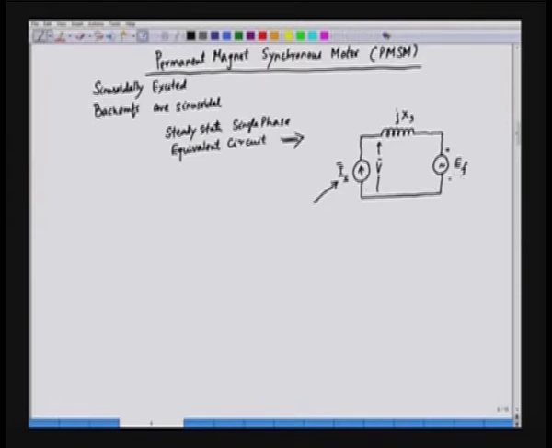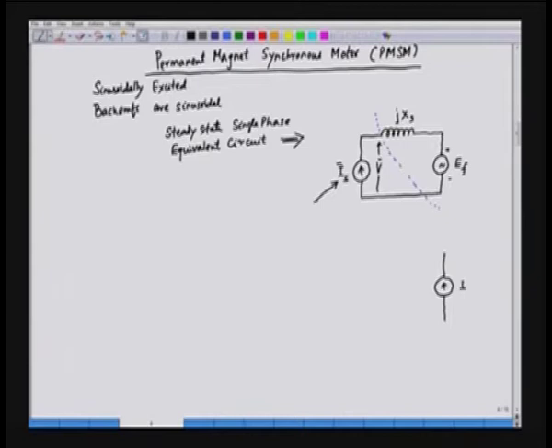Now, we can redraw this equivalent circuit in a different way. What we will do here is replace this part by its Norton's equivalent circuit. So, we will take this branch and replace that branch by again a current source.